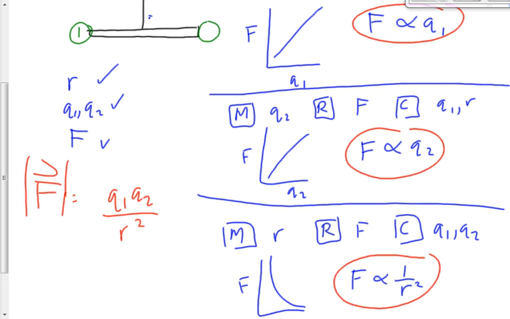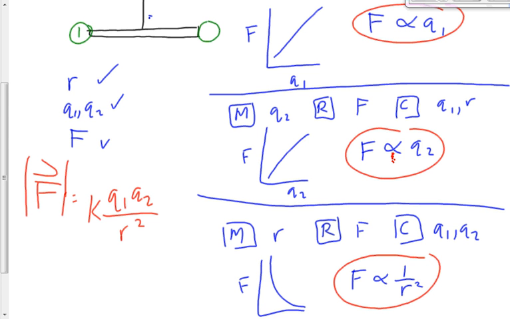You ever done these proportionalities in math class before? If F is related to something, it doesn't mean it's equal to something. F is not equal to Q2. F is related to Q2. So to make it equal, you have to put a little constant out in front. Sometimes I call it a fudge factor. It's related to Q1, Q2 over R squared, but to make it equal, we got to stick a little constant, a fudge factor, out in front.